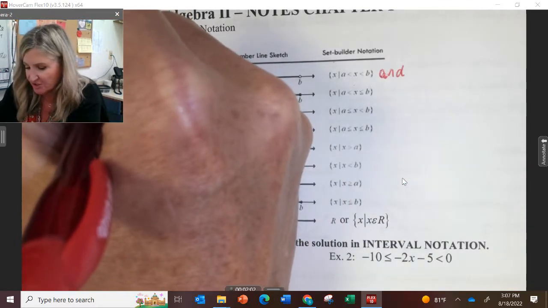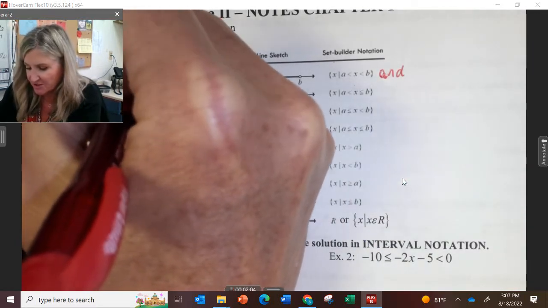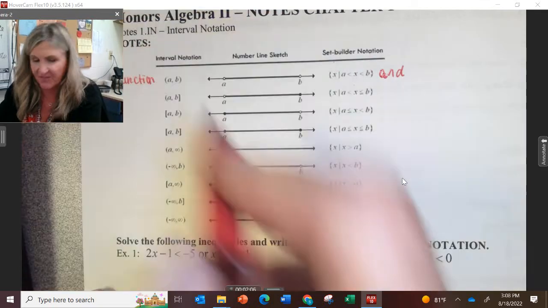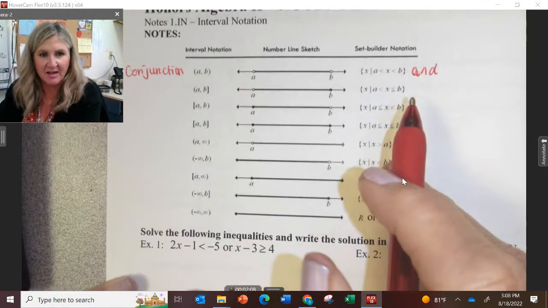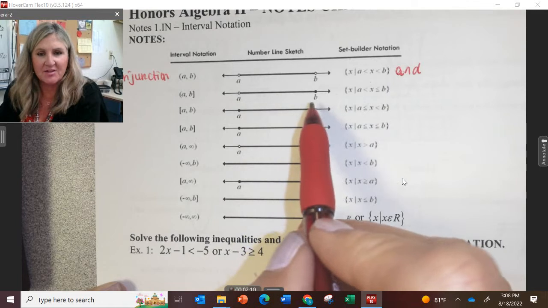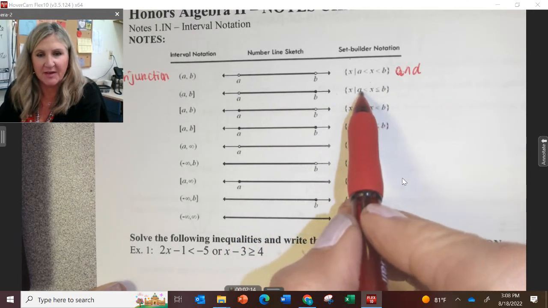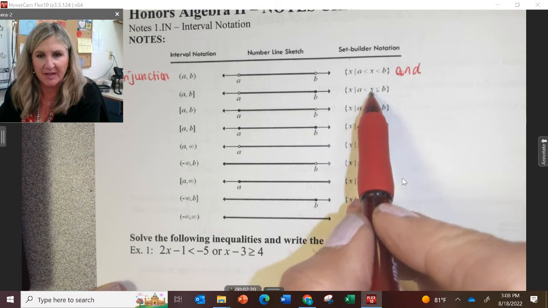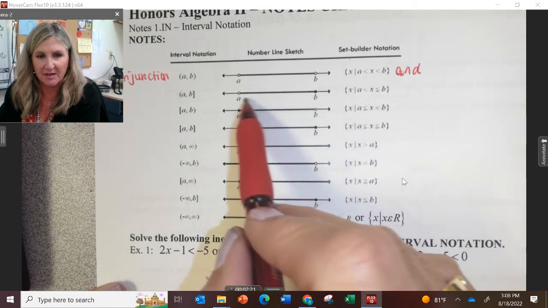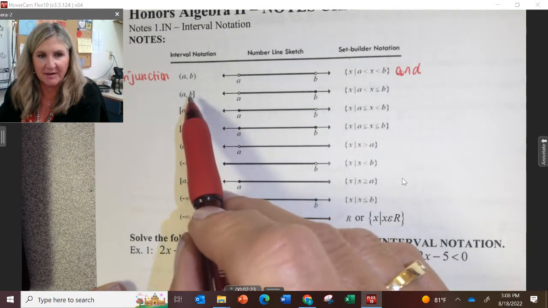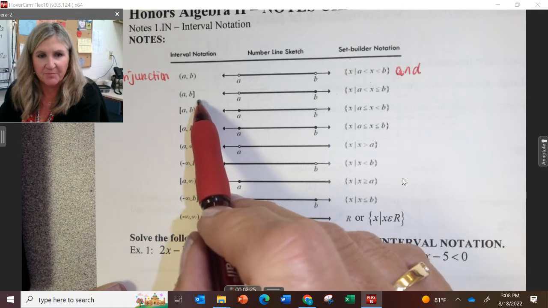I'm going to write conjunction over here. Conjunctions are just and problems. It's a fancy way of saying that. Conjunction. And so this would be saying all the x's such that x is in between A and B. We're not including A, but we're getting really, really close to it. And we are including B because x can be less than or equal to B. And that's the way that would be written in interval notation.